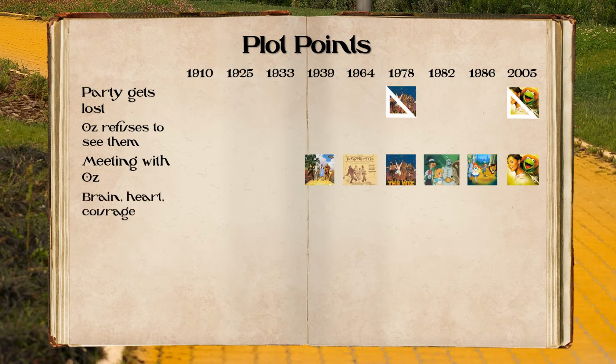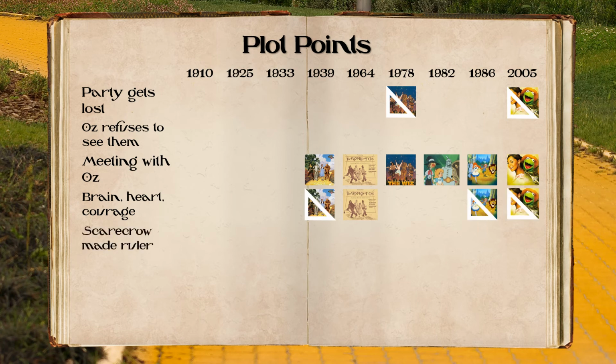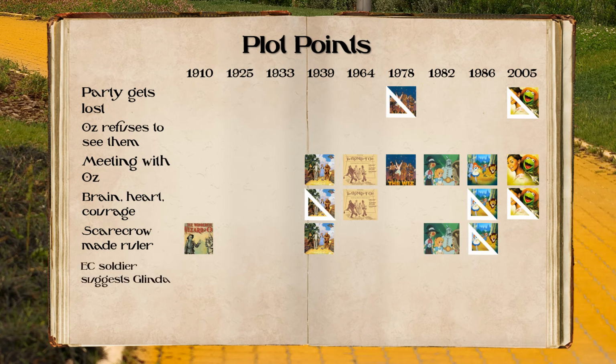The brain, heart, and courage are doled out in some physical form in 39, 64, 86, and 05. Scarecrow is made ruler of Oz in 1910, 39, 82, and 86. No version has the Emerald City soldiers suggesting they go south to Glinda, and the party goes south in only one version, 1986, but they are taken to Glinda by the monkeys rather than making most of the journey themselves.